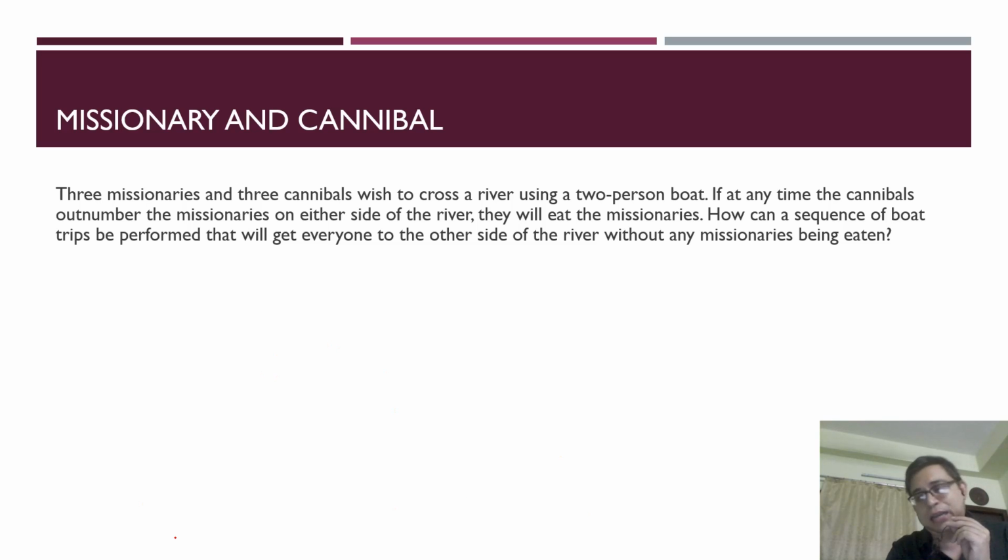All right, so now there is another problem called the missionary and cannibal puzzle. The problem is that on one side of the river you have 3 missionaries and on the other side you have 3 cannibals, and they wish to cross the river using a 2-person boat. The boat can carry only 2 persons. If at any point of time the cannibals outnumber the missionaries on either side of the river, they will eat the missionaries. So how can a sequence of boat trips be performed so that everyone gets to the other side of the river without the missionaries being eaten?